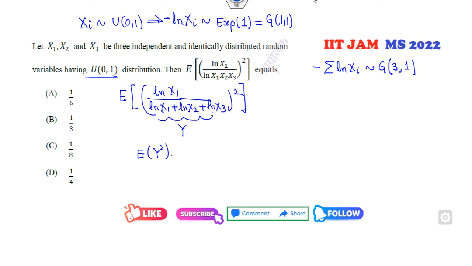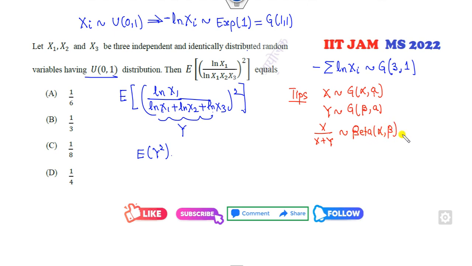okay, got it. Remember, as I told you earlier, if x follows my gamma distribution with the parameter alpha comma a, and y follows my gamma distribution with the parameter beta comma a, the same parameter will be here, then x over x plus y will follow a beta distribution with the parameter alpha comma beta. Fine. Now you can see it's an x. I can make this as a separate one. So what is the distribution of this?